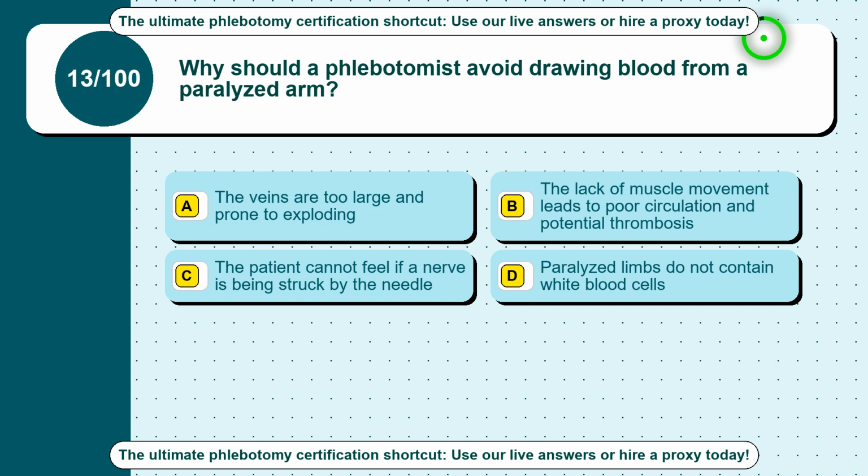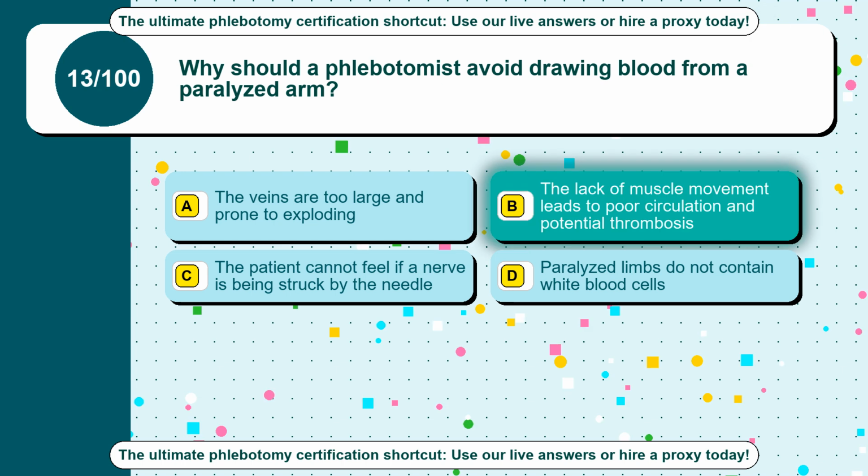Question 13. Why should a phlebotomist avoid drawing blood from a paralyzed arm? Option A. The veins are too large and prone to exploding. Option B. The lack of muscle movement leads to poor circulation and potential thrombosis. Option C. The patient cannot feel if a nerve is being struck by the needle. Option D. Paralyzed limbs do not contain white blood cells. The correct answer is option B.